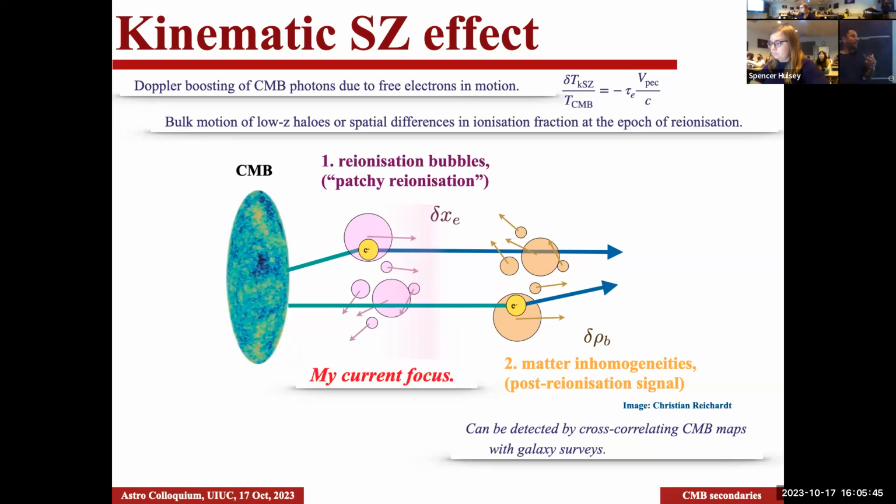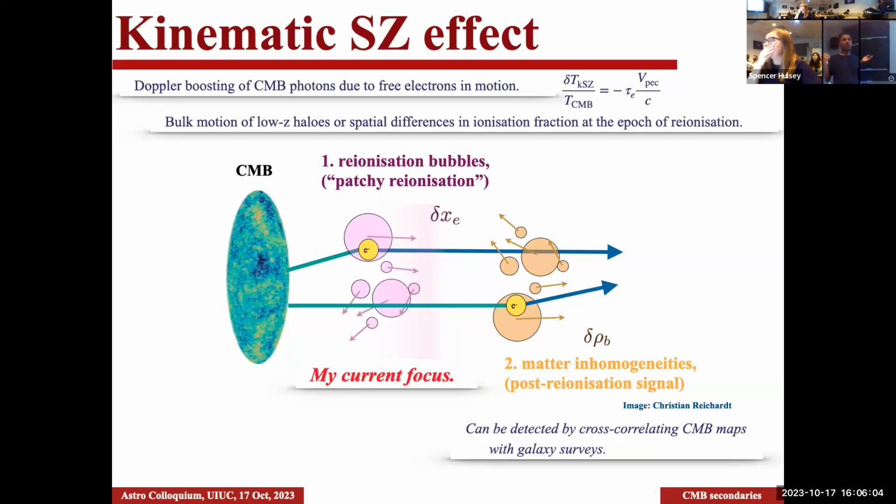KSZ signal. And then later in the local universe, and when I say local universe, it's basically going from redshift 0 to redshift 3 or 4, we have halos moving along the line of sight, so that also gives rise to this KSZ signal.